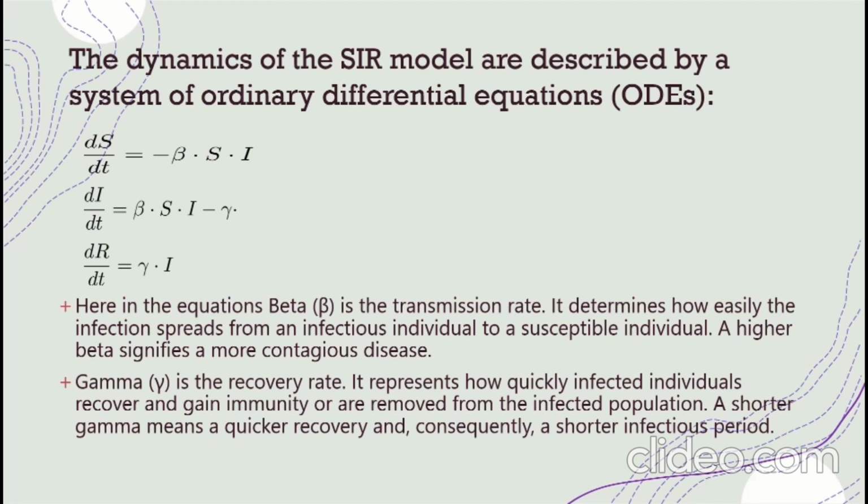Gamma is the recovery rate. It represents how quickly infected individuals recover and gain immunity or are removed from the infected population. A higher gamma represents a quicker recovery and a shorter infectious period.